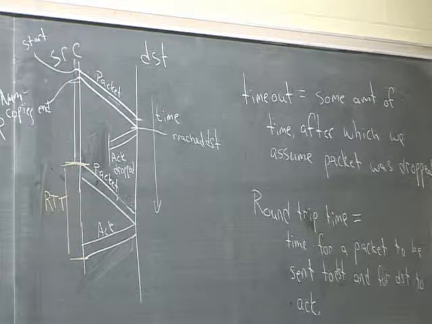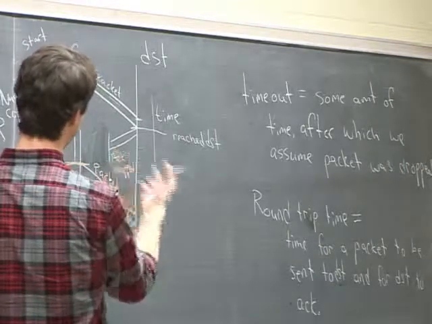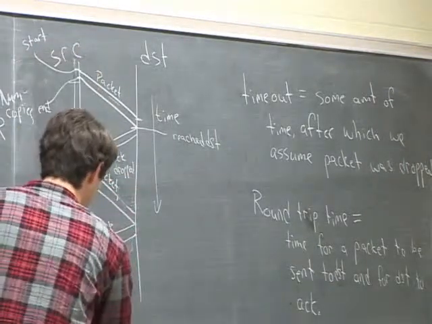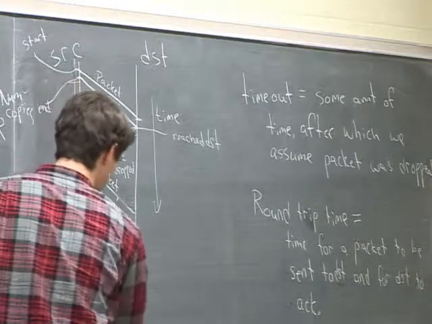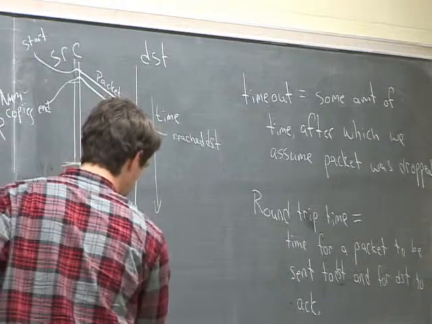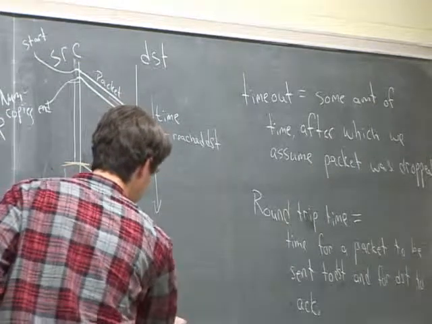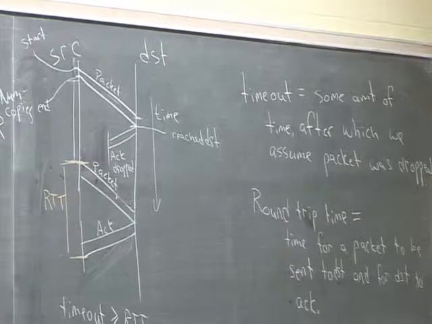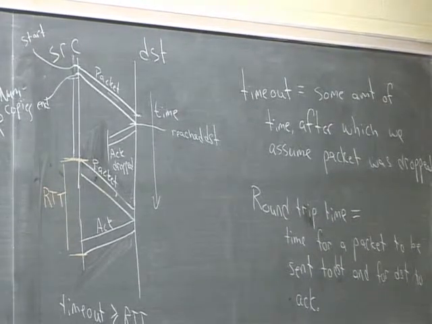All right, so now going back to our timeout values, we need the timeout to be at least the round trip time, right? Has to be greater than or equal to the round trip time. Otherwise, we'll just assume that every single packet was dropped and we'll never actually send anything.